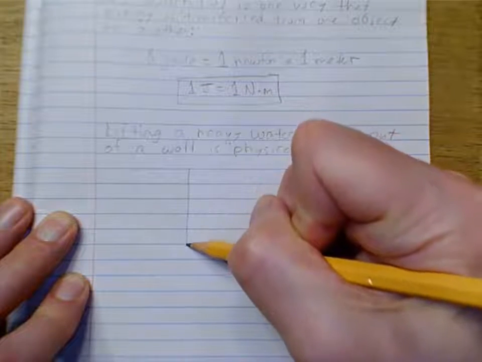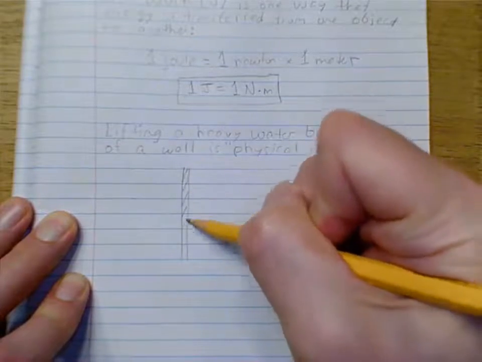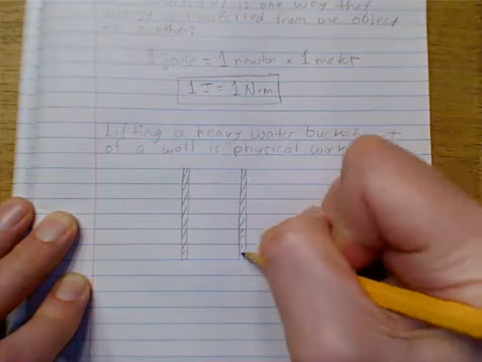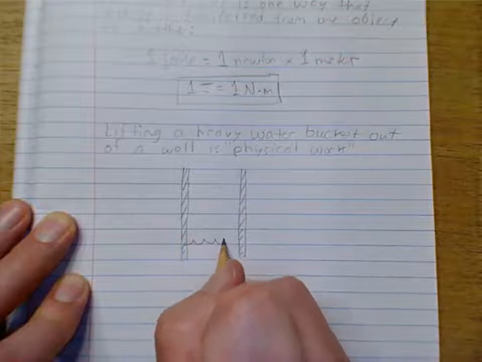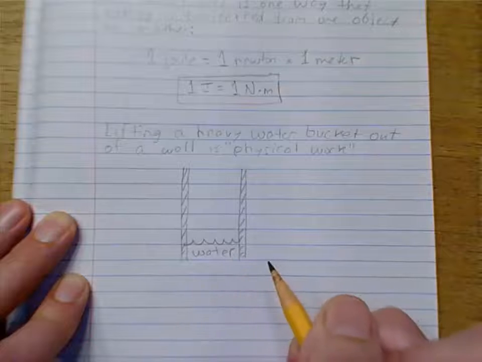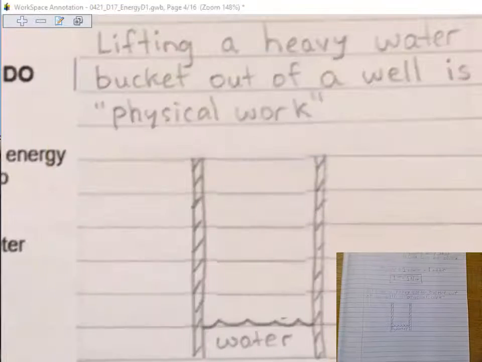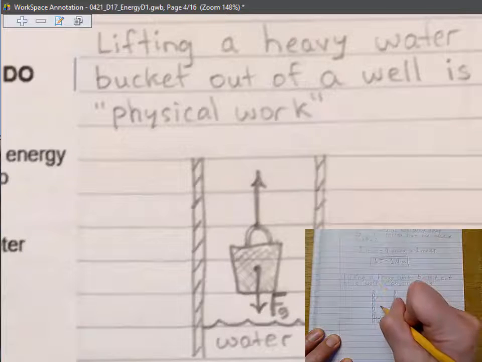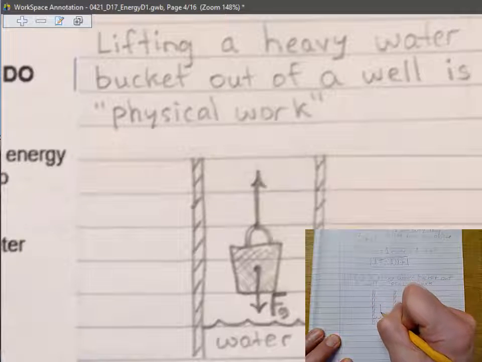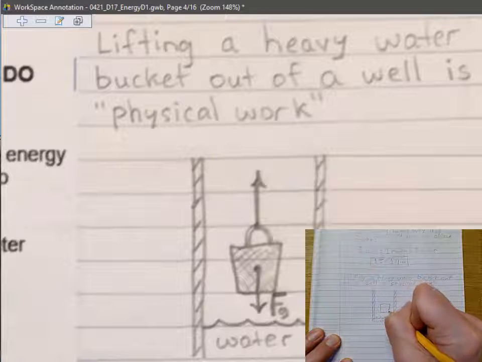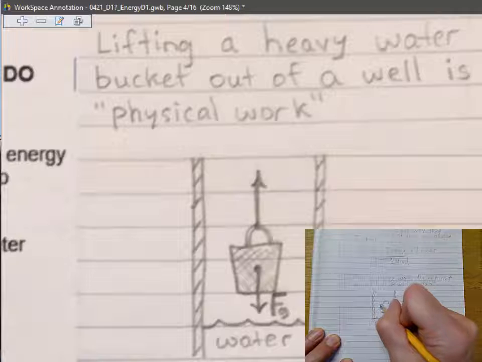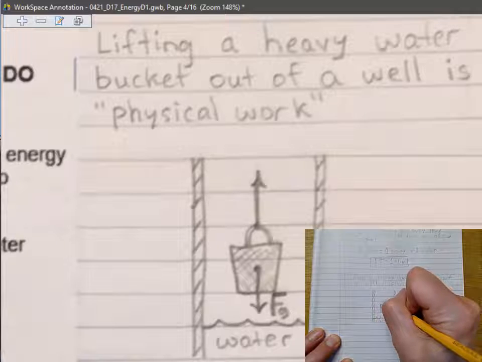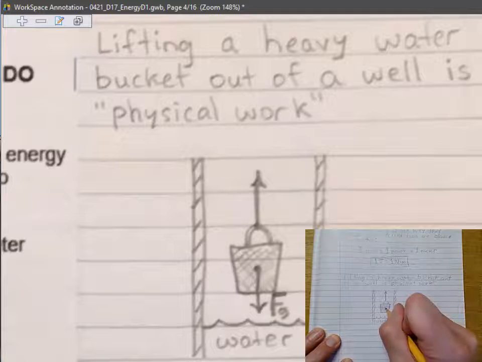Two, 3, 4, 5, 6. Like 6 lines. 6 lines down and a little bit of space in between. And this bottom line has water. Okay. Now, of course, we're going to put in the middle a bucket. Handle on it. There's an arrow up, and that's the direction we're pulling it in. Force of gravity.